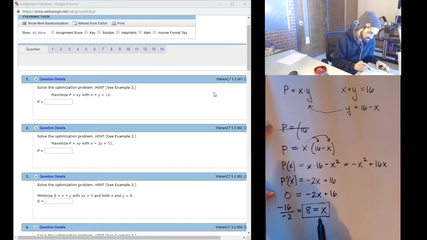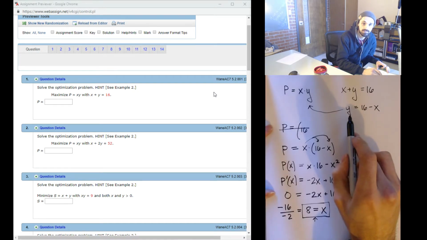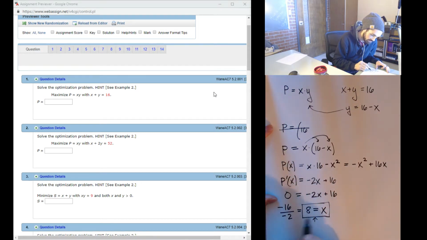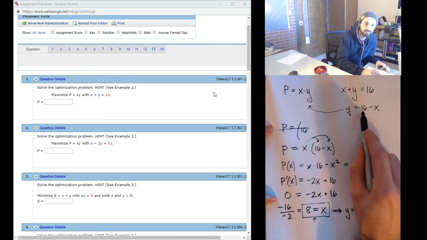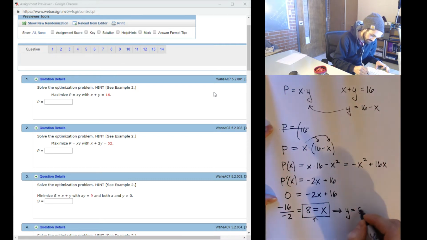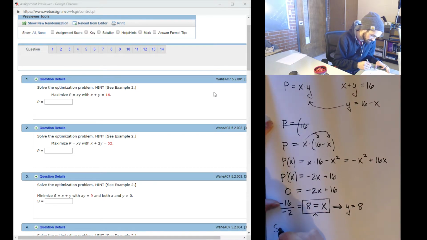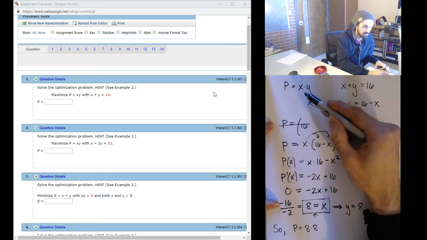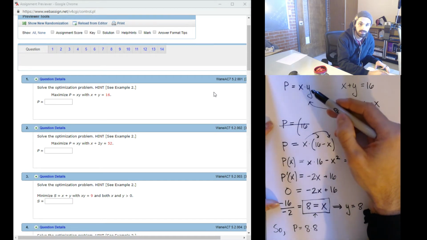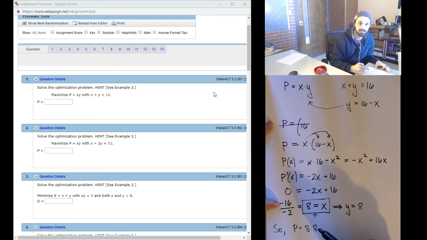So we will utilize this value of x being 8 to solve for the corresponding value of y. So if x is 8, well, this says that y is 16 minus 8, 8. So maximizing P is 8 times 8. Maximizing P, simply shoving in the value of x that we solved for and the corresponding y value to get 8 times 8, which is 64.